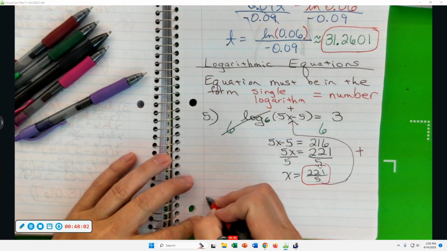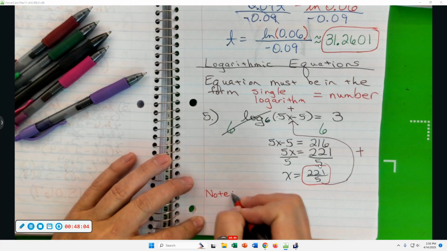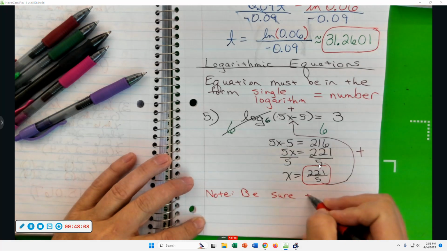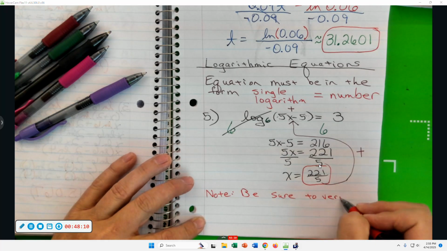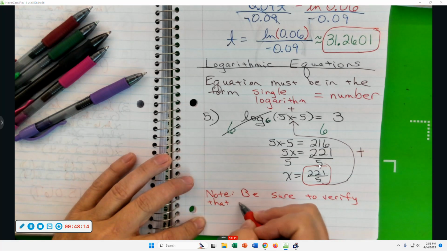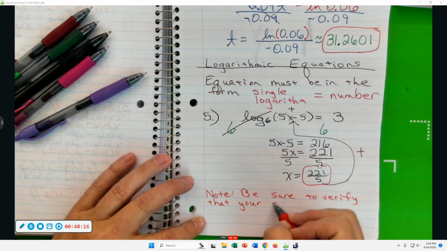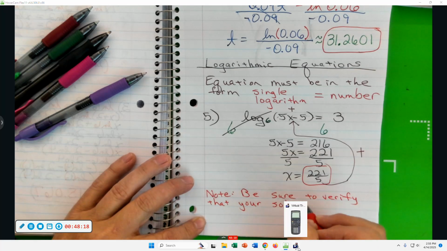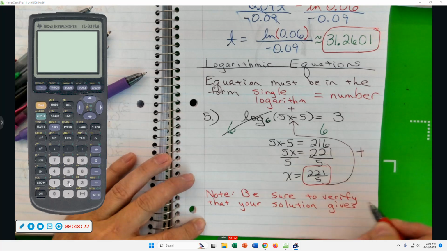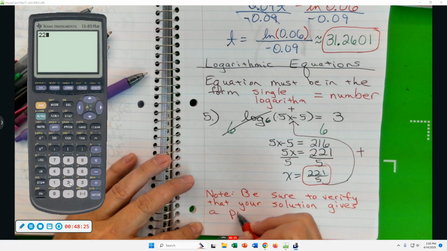number. I'm going to say, note, be sure to verify that your solution gives a positive argument.